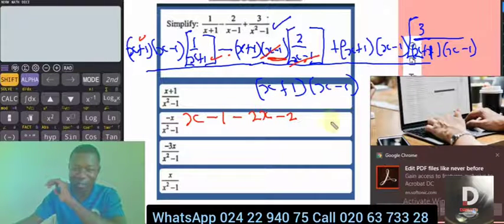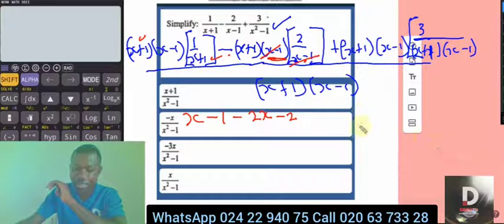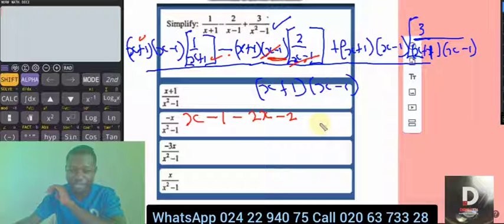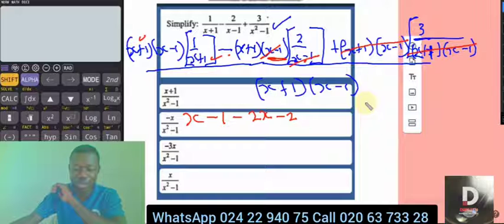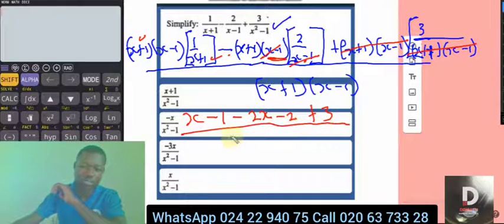Let's go to the third term. The whole thing, x plus 1, x minus 1, cancels x plus 1, x minus 1. Do you agree? Because the whole thing is cancelled. Remaining 3. And there's no subtraction here, so it will not affect it. So you get plus 3, all over the LCM.